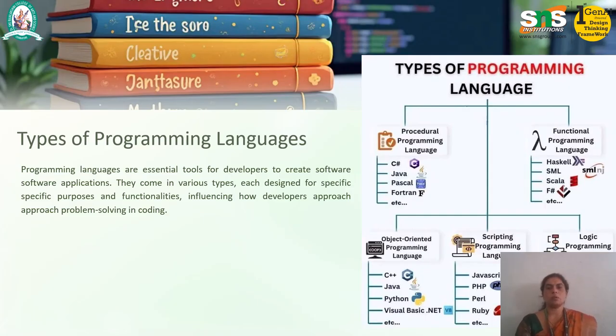When talking about procedural programming languages, we have C, Java, Pascal, and Python, and these are the procedural programming languages. Functional programming languages, we have SML, Scala, etc. And object-oriented programming languages, which we know as OOP languages, are C++, Java, Python, Visual Basic .NET, etc. And scripting languages we have JavaScript, PHP, Perl, Ruby, and logical programming, that is logical statements-like programming. We have MATLAB, and we have many things.